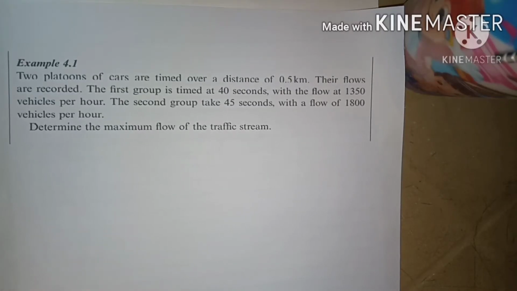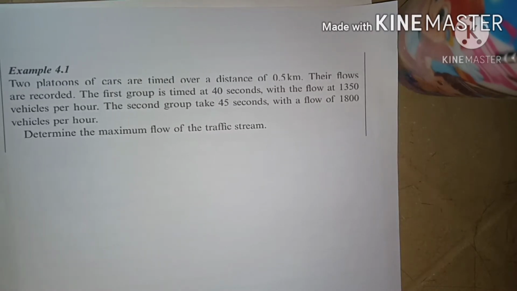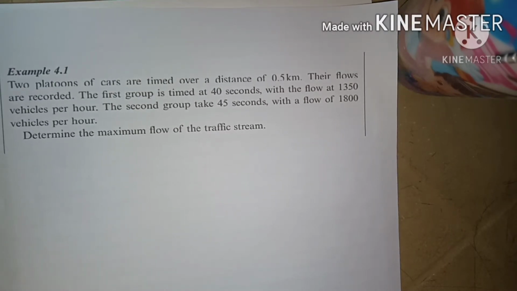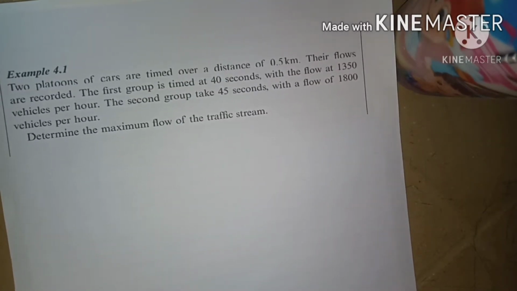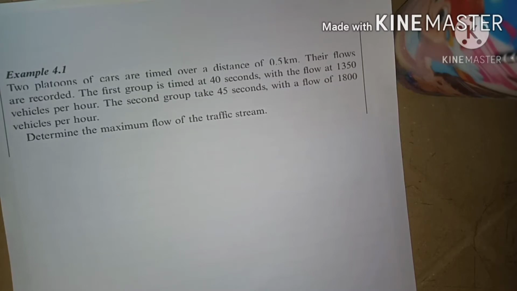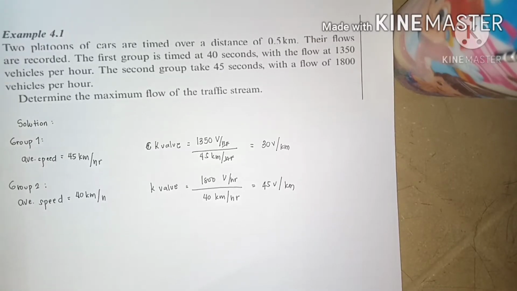So here is an example problem. You can pause the video para mas mabasa niyo yung problem. In here, hinahanap yung maximum flow of the traffic stream. Group 1 has an average speed of 45 km/h and group 2 has an average speed of 40 km/h. To get the K value, divide lang natin yung vehicles per hour over the average speed. So meron na tayong K value for group 1, which is 30 vehicles per kilometer, and group 2 K value is 45 vehicles per kilometer.